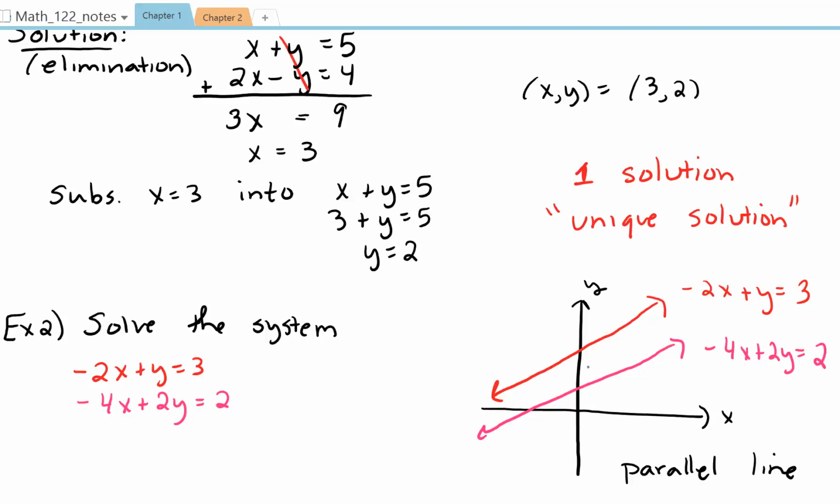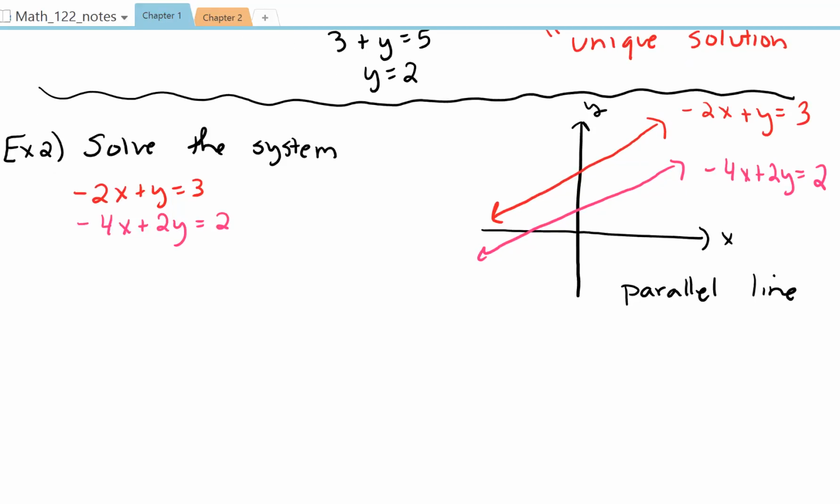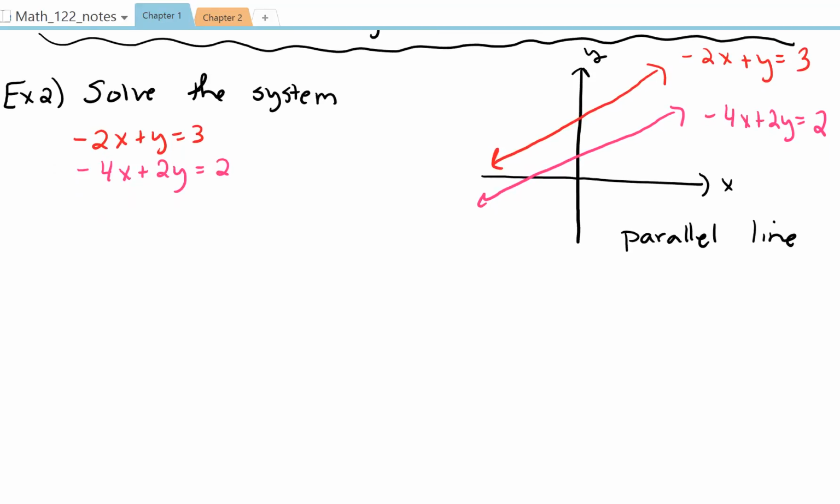Okay, and you might guess here, there's no intersection point, so you might guess that there's going to be no solution for this example. So let's work it out and see what happens. So for this case, let's do our solution here. And in this case, I'm going to use something called substitution.